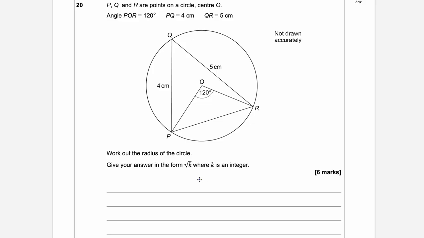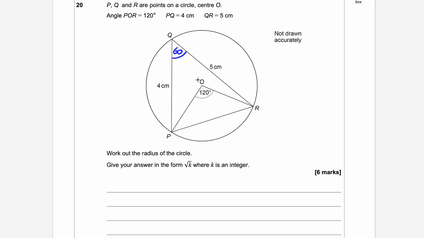Interesting question. What I can do, guys, is I can just see that if this is 120, this is half that, 60. That's angle at the circumference is half the angle at the center. Okay, now we want length. This is a 6-mark question, guys. This is obviously not going to be easy.